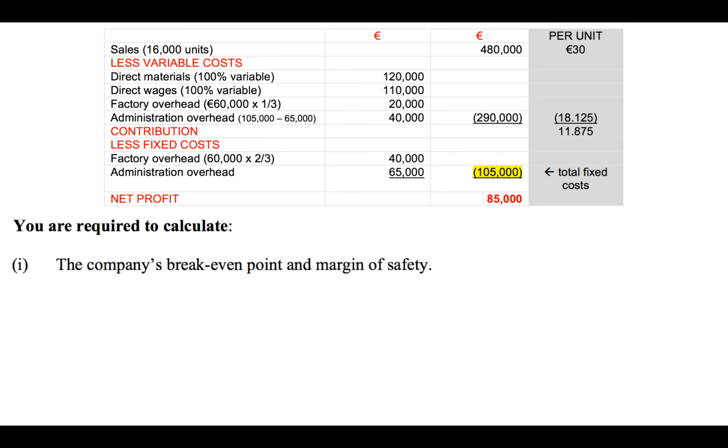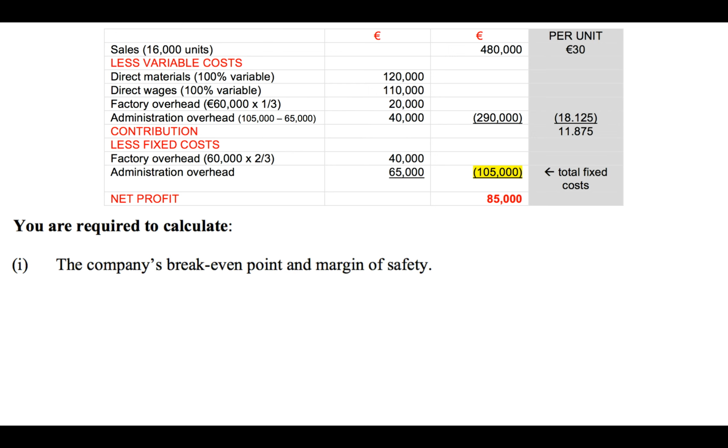So I'm going to keep it displayed on the screen at the top there. Every single part of the question that we go through, we should always be reverting back to this marginal costing statement that we have produced. So number one is usually calculate the break-even point and the margin of safety.